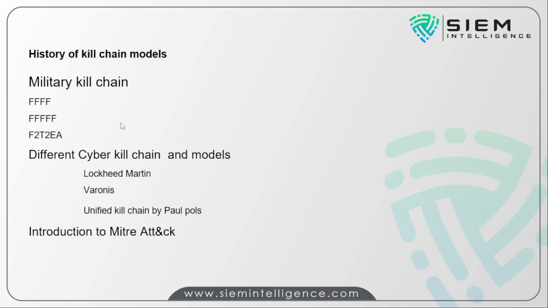So okay, this is the military kill chain, and there is something called different cyber kill chains. There is something called F2T2EA, and we will talk about all these military kill chain models. Then we will talk about 3 different famous kill chain models that are available. That is Lockheed Martin, Varonis, and the unified kill chain by Paul Pols. So we will talk about all these 3 kill chain models.